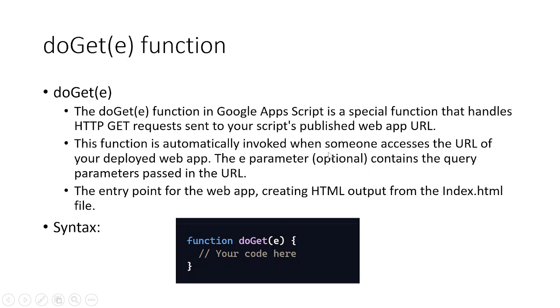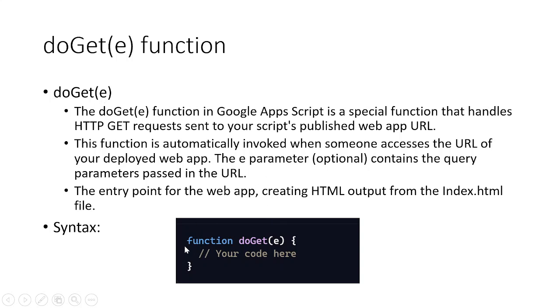Now I want you to take note of this: access the URL of the deployed web app. Therefore, before any user can access our web application, we must deploy it. So we have the term deploy or deployment. Later on I'm going to show you how to create a web app, then how we are going to deploy our application. The e parameter is optional and contains the query parameters passed in the URL. I know you're familiar with what parameters are.